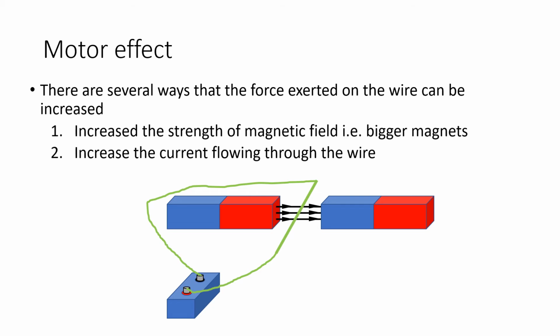Well, to increase the force, there's two ways we can do that. We can increase the strength of the magnetic field, or we can increase the current that's flowing through the wire.